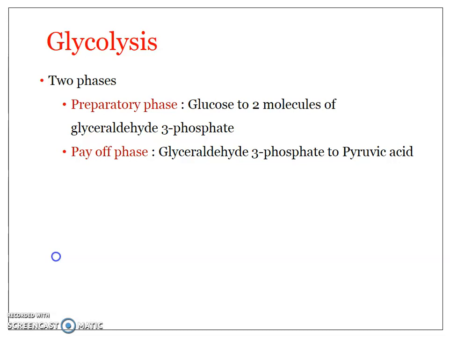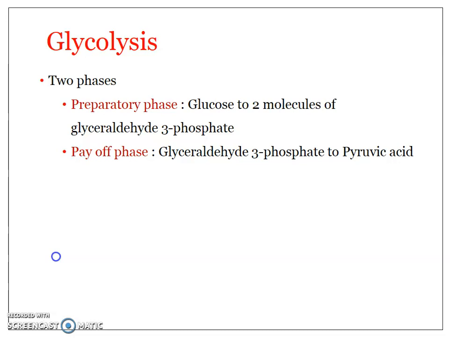And glycolysis can be differentiated into two steps. The first one is the preparatory phase or the priming phase, otherwise known as the activation or energizing phase, where the glucose is getting activated or energized to produce glyceraldehyde 3 phosphate. Here glucose is getting phosphorylated and converted into a 3 carbon phosphorylated sugar. Glucose is a 6 carbon sugar, so 6 carbon glucose is getting converted into 3 carbon phosphorylated sugar.